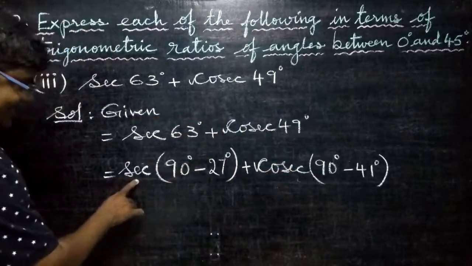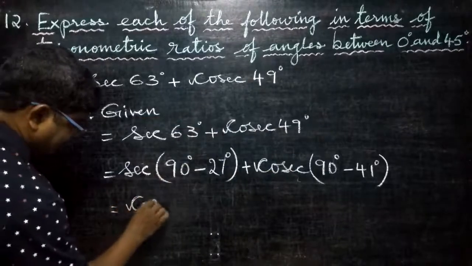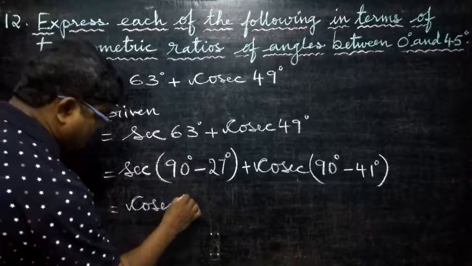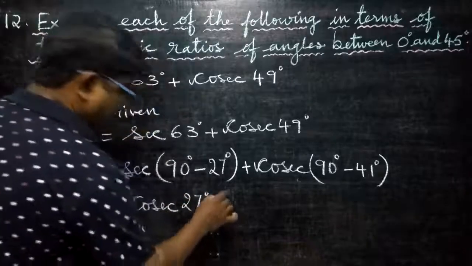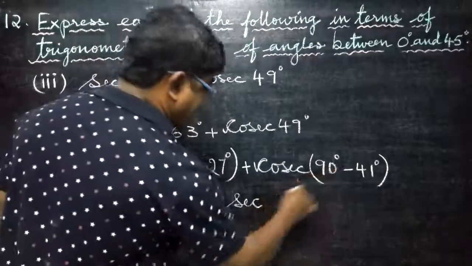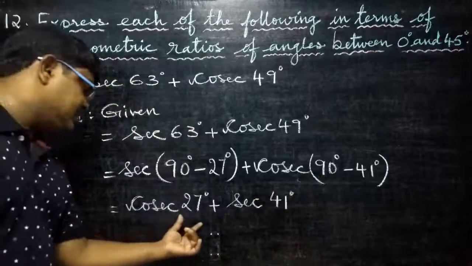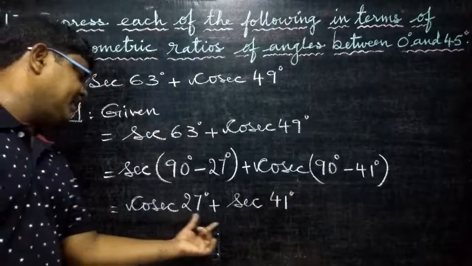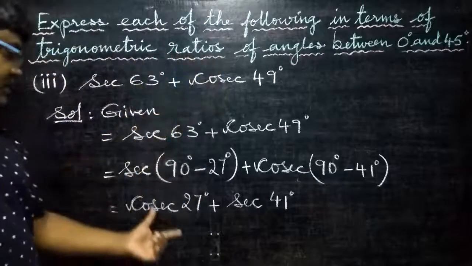Now secant becomes what? Cosecant. So cosecant theta. Cosecant theta means theta, how much is there? 27 degrees it is there. Plus cosecant becomes secant, secant theta, 41 degrees. Now you see this is between 0 and 45 degrees. This is also between 0 and 45 degrees. They told us to express, and we have expressed.